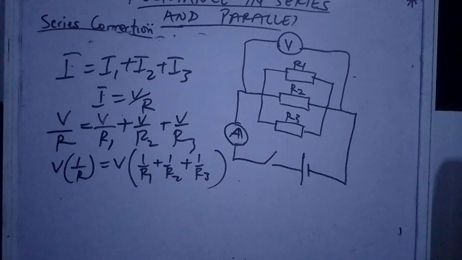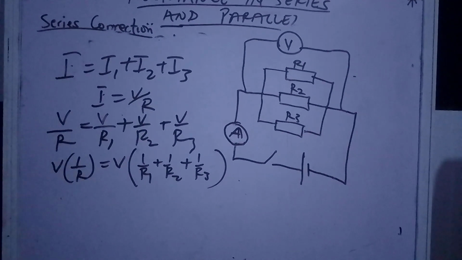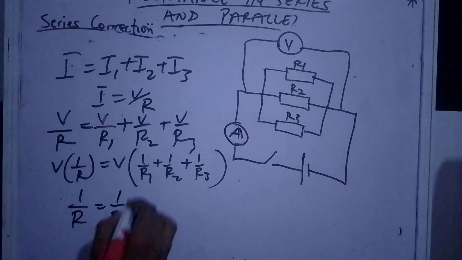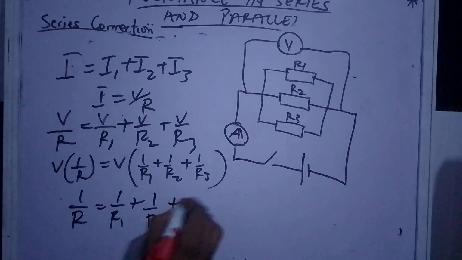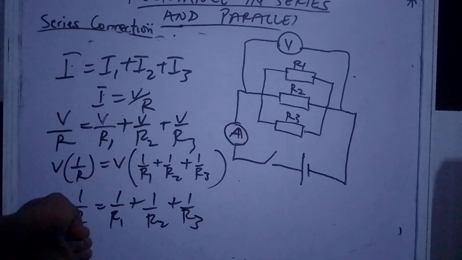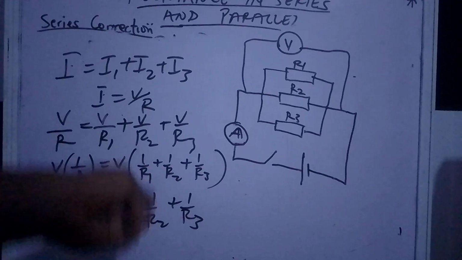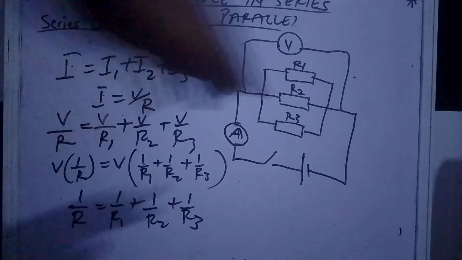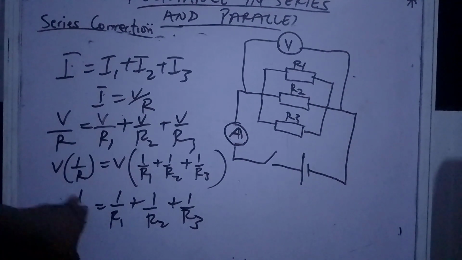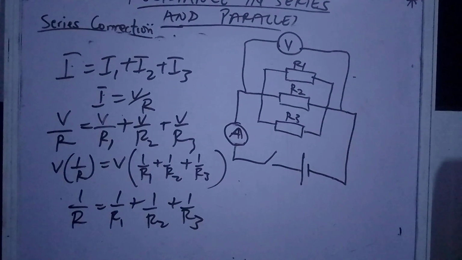So you just take it out and then you write the rest. So let's divide both sides by V. If I divide both sides by V, V eliminates V, then we are going to have 1 over R equals 1 over R1 plus 1 over R2 plus 1 over R3. So if I want to add the resistance in a circuit like this, then the equivalent resistance is given by 1 over R equals 1 over R1 plus 1 over R2 plus 1 over R3.